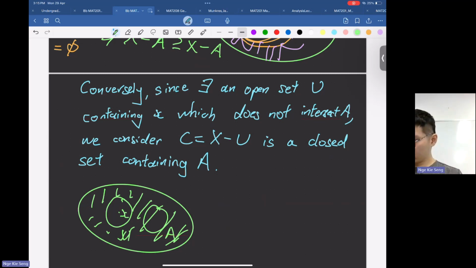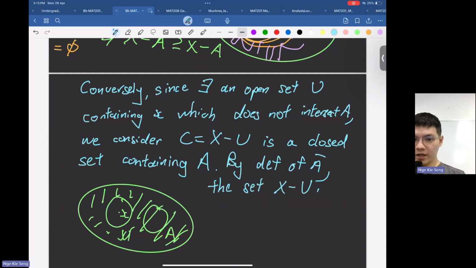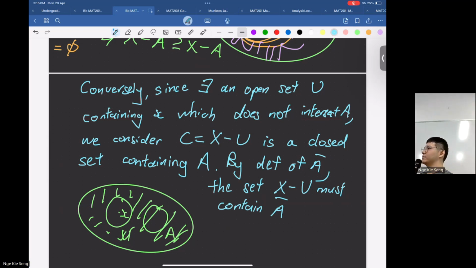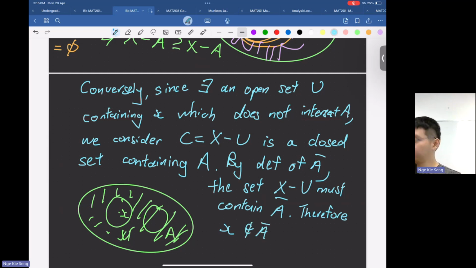So by definition of A bar, the set X minus U must contain A bar, because A bar is the intersection of all the closed sets, and this one is one of them. And therefore, X is not in A bar. Question is, let's go up.